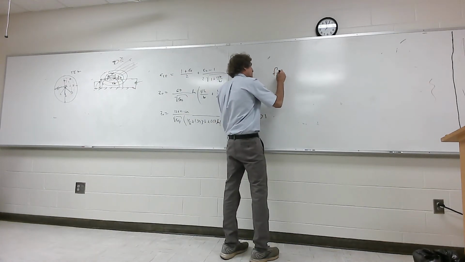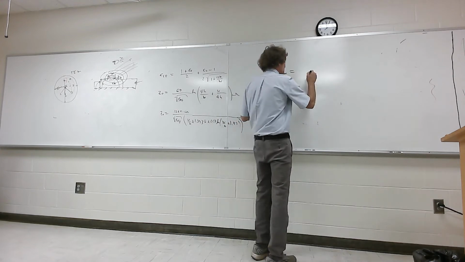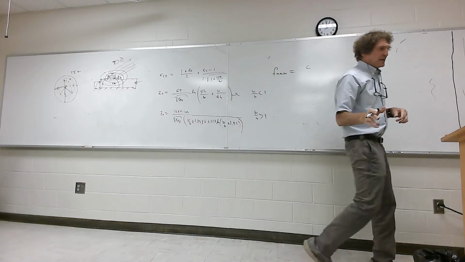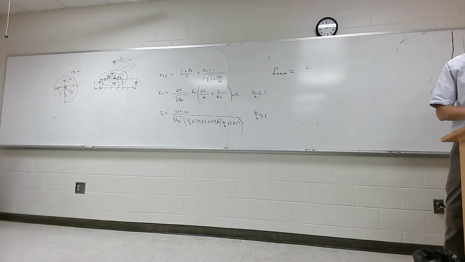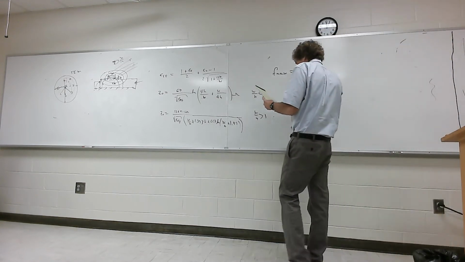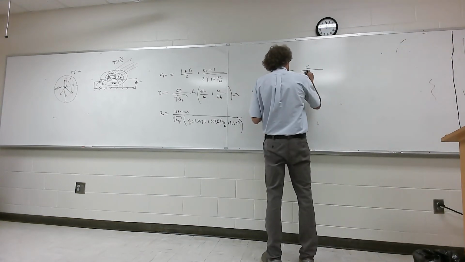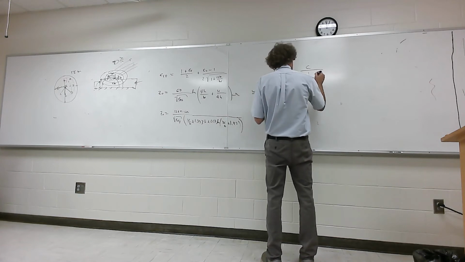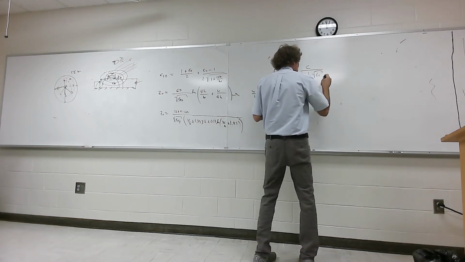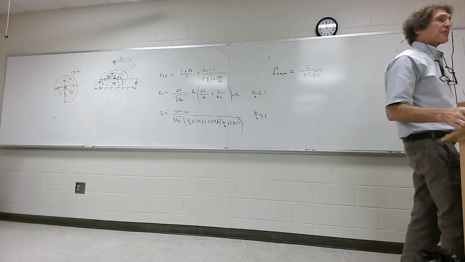The maximum frequency is always proportional to C. And the way he does it in his book, he uses epsilon relative, not epsilon effective. So he has C over 4H, times the square root of epsilon relative. So that's the maximum frequency of operation.